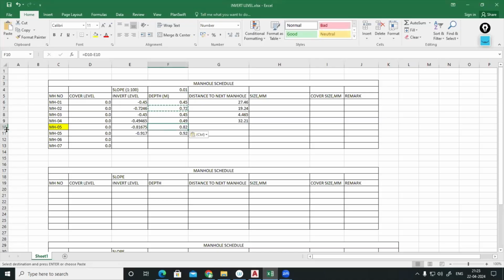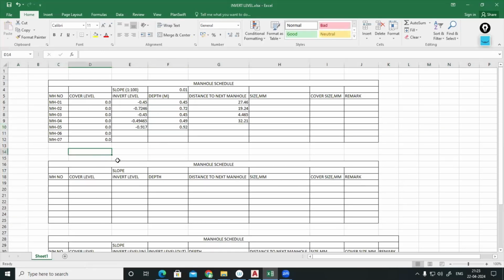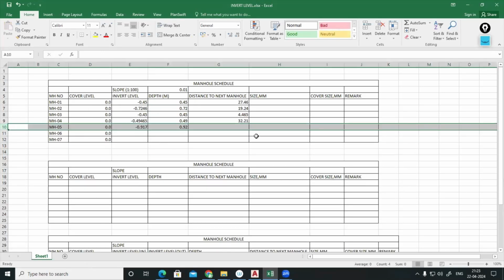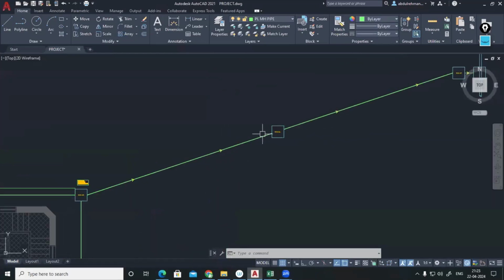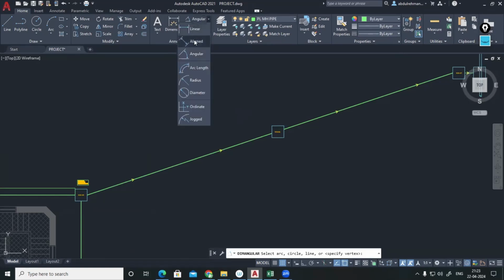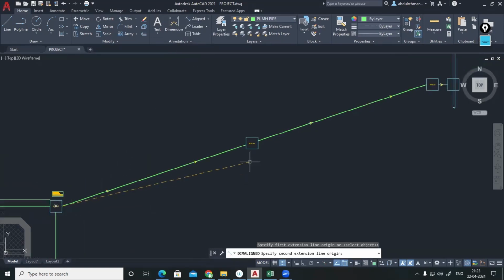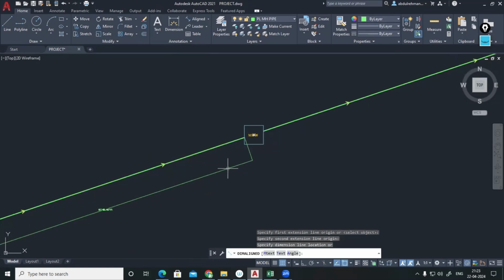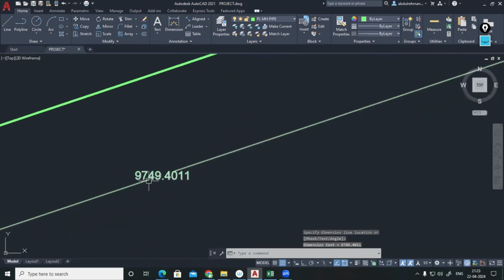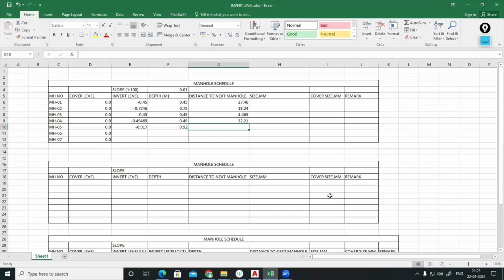Okay. So this was just for checking. I am deleting this one. I don't want that. Fine. Now manhole number 5 to manhole number 6. What's the distance? This aligned distance from this point to this point, we are getting 9.749. Let's say that is 9.75 meter. And the invert level of manhole number 6 is equal to the manhole number 5 invert level, this value, minus 9.75 into the slope.